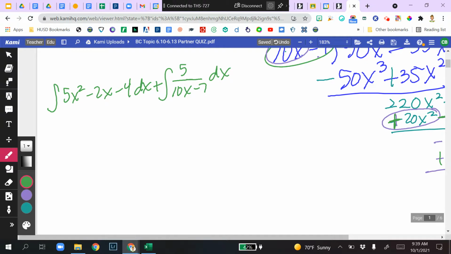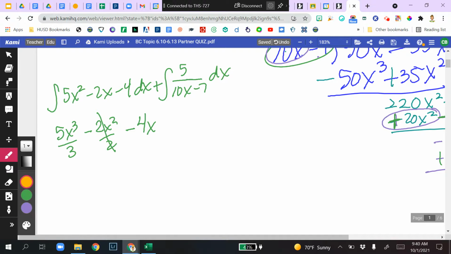All right. First part, easy peasy, right? What's the integral of 5x squared? Good. And then the integral of negative 2x. 2x squared over 2, which those would cancel, right? And then the integration of negative 4. Good. All right. This back piece, it's got a u sub hiding in there, right?